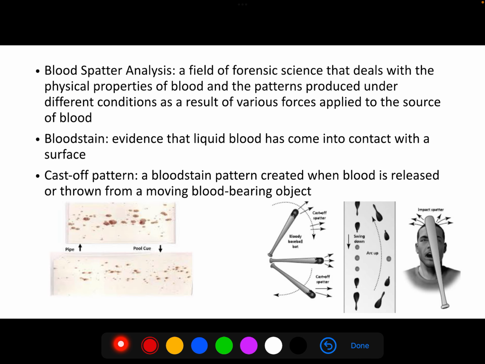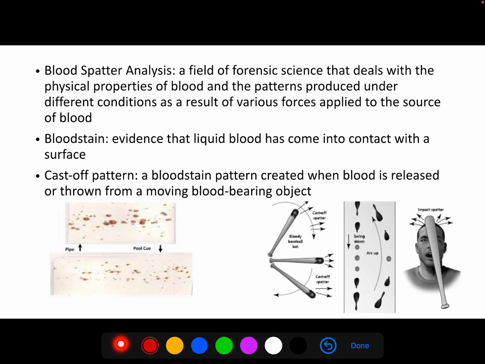Blood spatter analysis is a field of forensic science that deals with the physical properties of blood and the patterns produced under different conditions as a result of various forces applied to the source of blood. So there are individuals that actually study blood itself. They look at how it moves, its thickness, if a certain weapon is used, how the pattern changes from one weapon to another. So there's a whole field of forensics that solely studies the pattern of these blood spatter.